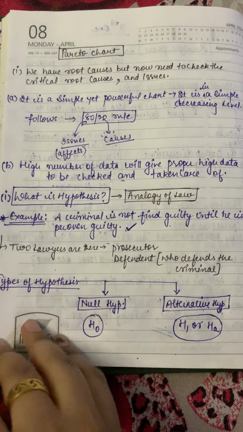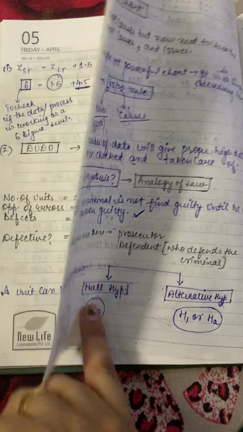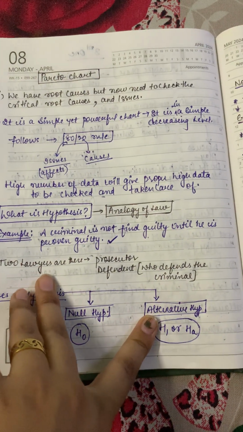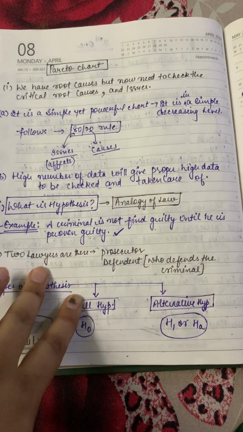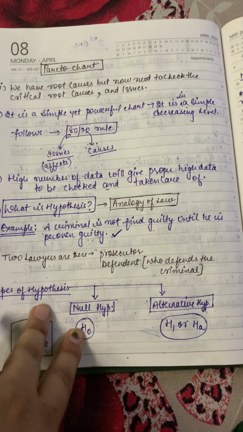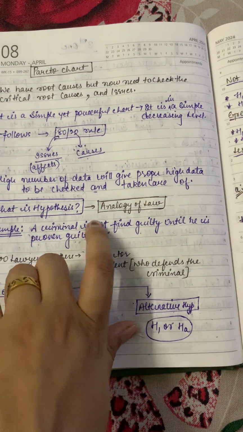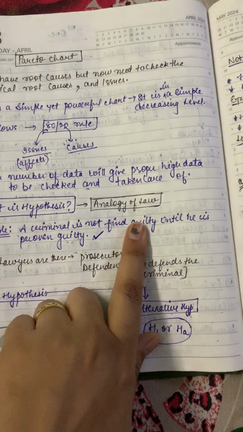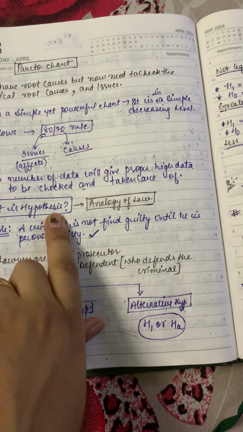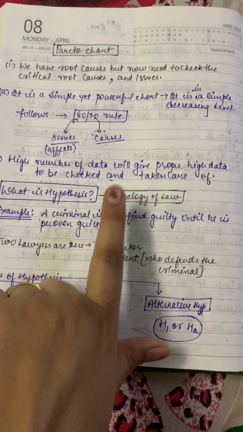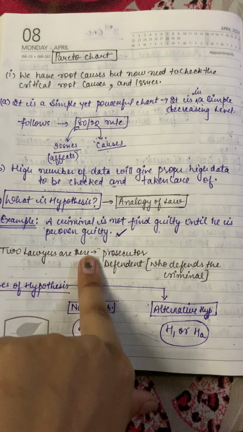So for proving, there are 2 types of hypothesis. You have to always remember it. It includes the null hypothesis and the alternate hypothesis. The alternate hypothesis is considered as H1, the null hypothesis as H0. The alternate hypothesis is the actual hypothesis which is present. For example, criminal is not found guilty. So this is the alternate hypothesis. The null hypothesis will be criminal is found guilty. I will be discussing the whole lot of examples in our next video. You'll be more clear in that. Thank you.